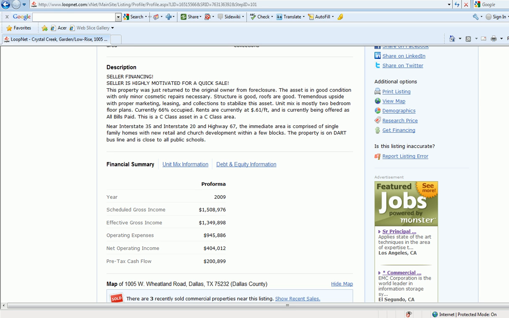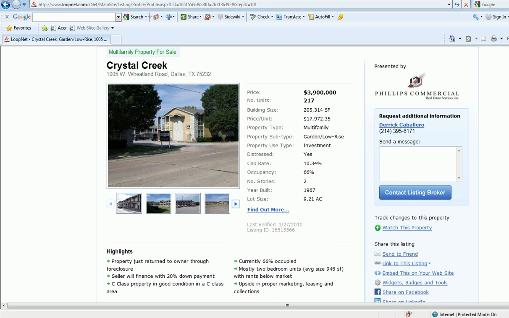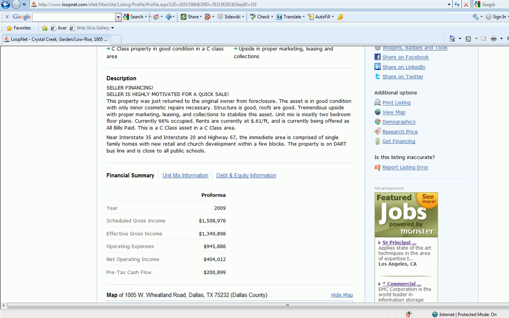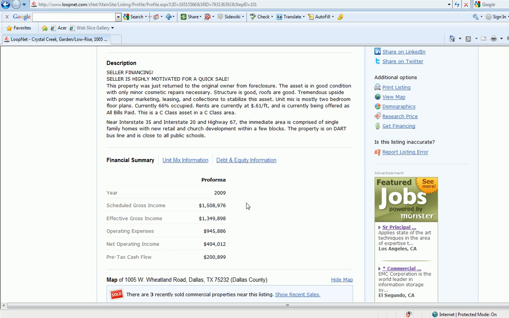Now, if you do not have all this information, you're going to have to ask the agent by contacting the agent through this means right here to be able to get this information. You do need, at the very basic, the effective gross income, which is right here. You do not want the scheduled gross income. You want the effective gross income, the operating expenses, and of course the net operating income.